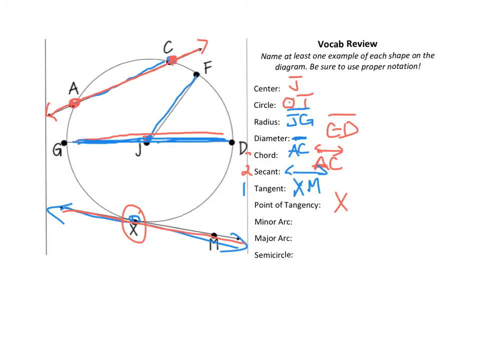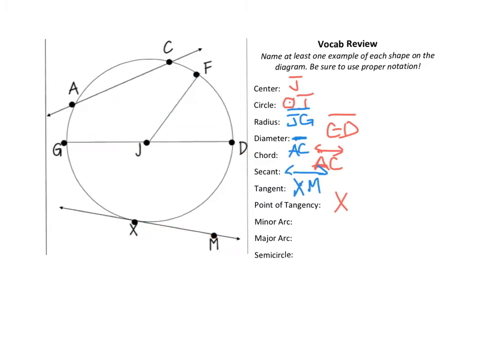After that, they want a minor arc. Let's clean this up real quick. A minor arc would be anything less than halfway around my circle. So let's say I start at point D. I could go from D to F. That would be a minor arc. And then for my symbol for arc, if you remember, it's that little curve up top. Now, if I wanted to, I could go from D to C, or from D to A. Those would also be considered minor arcs because they're less than halfway around the circle.